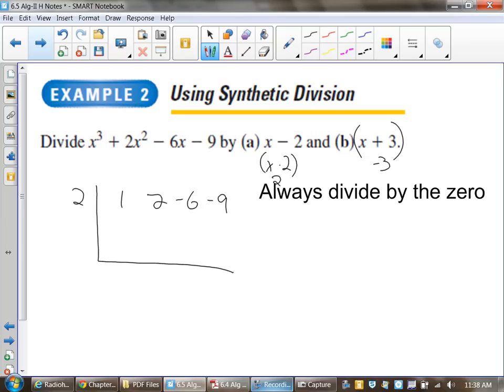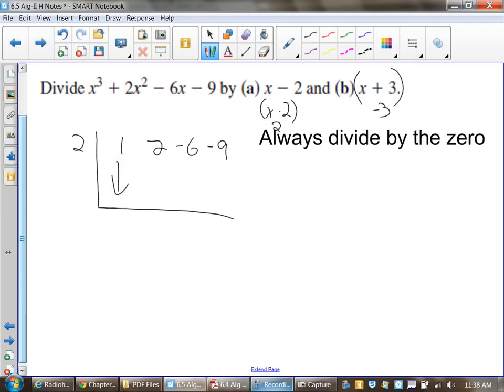I'm just restating it. What was your first step in synthetic division? Drop the 1. Yeah, bring down the first term. Now we take 2 times 1. We write it here. Now we add going this way. What's 2 plus 2? 4. 2 times 4? 8. Negative 6 plus 8 is 2. 2 times 2 is 4. Negative 9 plus 4 is negative 5.